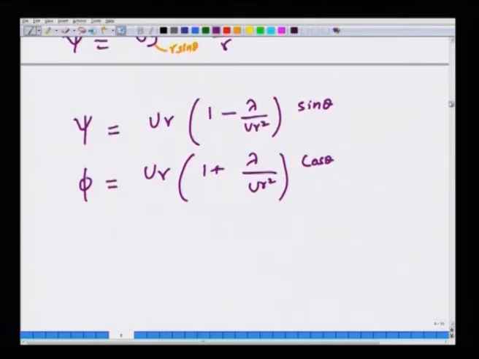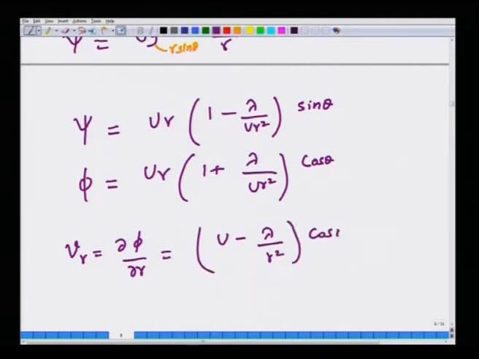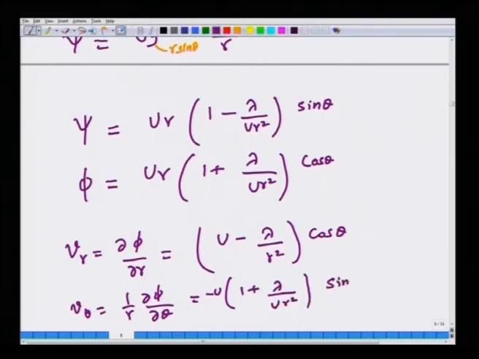Now, we can ask the question, what are the velocity components? V r is partial phi by partial r, which is nothing but (u minus lambda by r squared) times cosine theta, and V theta is 1 over r partial phi by partial theta, which is nothing but minus u times (1 plus lambda by u r squared) times sin theta.